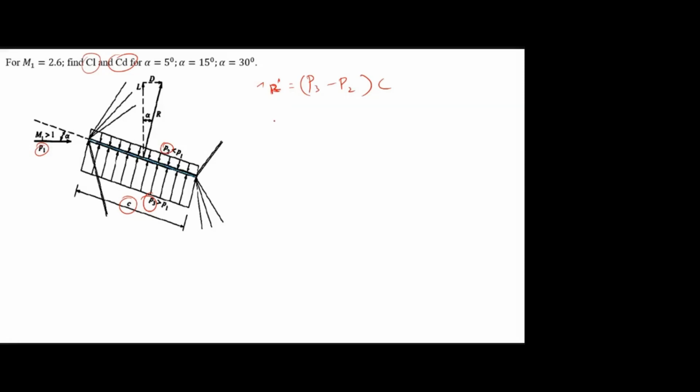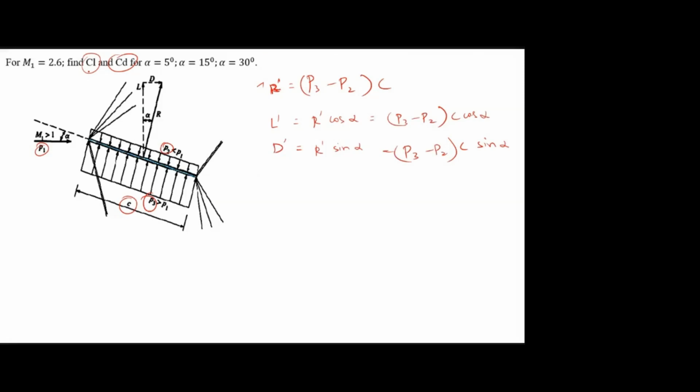Once we know the resultant force, we can find lift and drag. What is lift and drag? R dash cos alpha is lift. R dash sin alpha is the drag. Okay, very good. If you write it in terms of pressure, lift will be P3 minus P2 into C cos alpha, and drag is P3 minus P2 into C sin alpha.